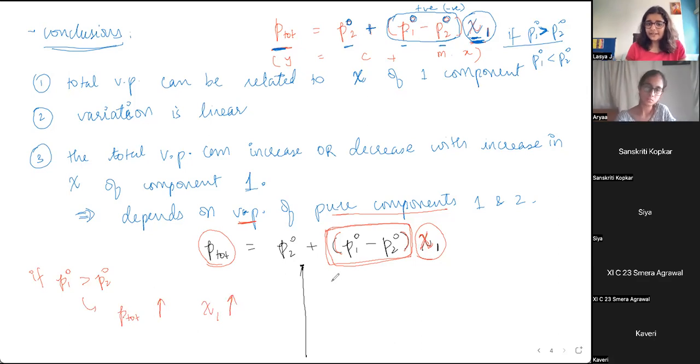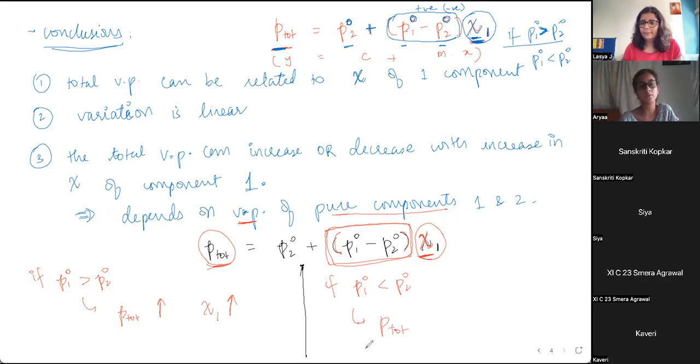Flip side, if P1 naught is less than P2 naught, then what will the value be? Negative. This whole thing will be negative. So if this is negative, as you increase chi1, as you increase the mole fraction of 1, what will P total be? But you don't know if P02 is a positive value or not. Vapor pressures are always positive values, no? How can there be negative pressure?